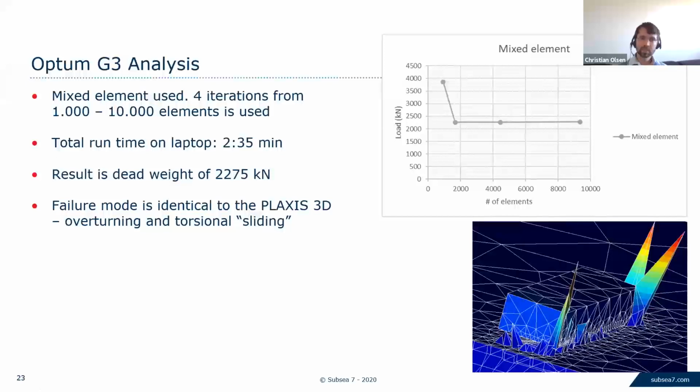The result is the dead weight is 2,275 kilonewtons. And the failure mode is more or less identical if you go in and have a look at the PLAXIS 3D results. It's an overturning and torsional sliding. It doesn't really slide since it does push the soil in front. So it's not really sliding as such. It's a shallow bearing failure. But the model is very fast to build, and the runtime is very, very fast.